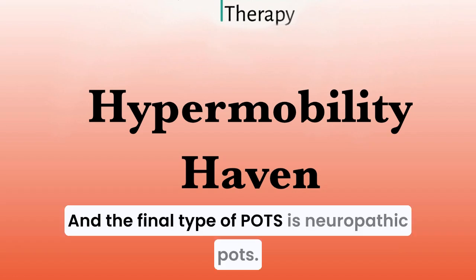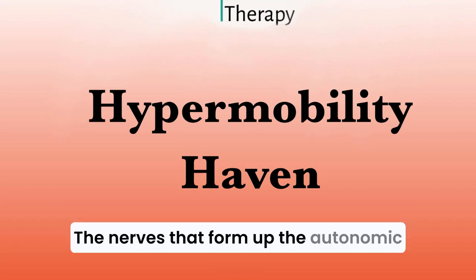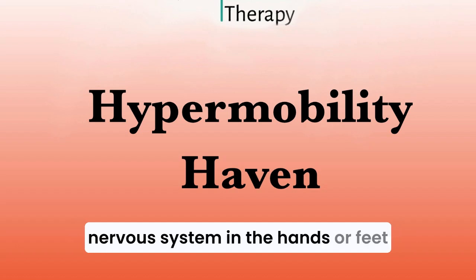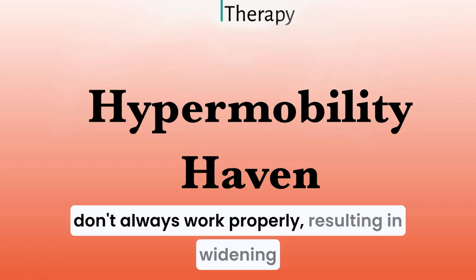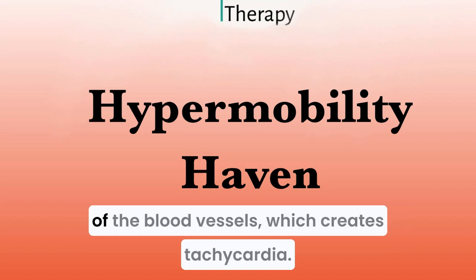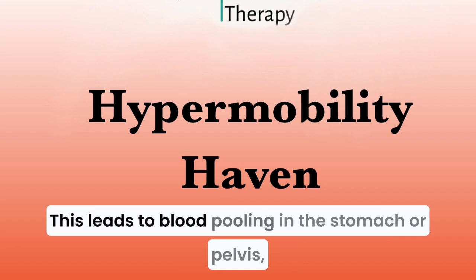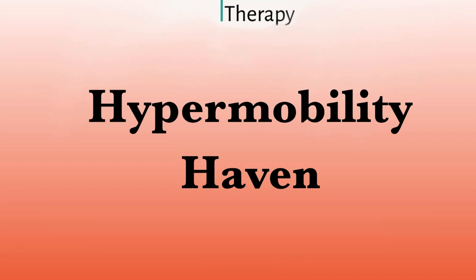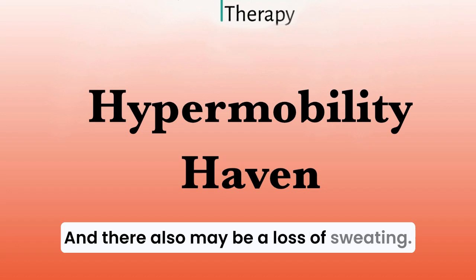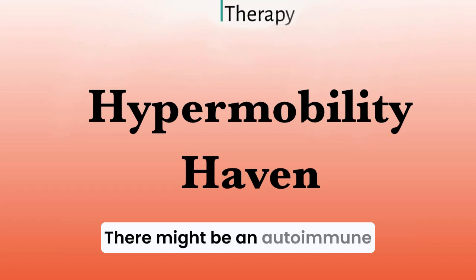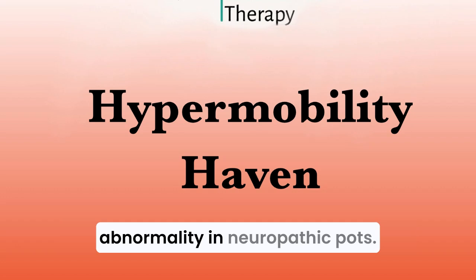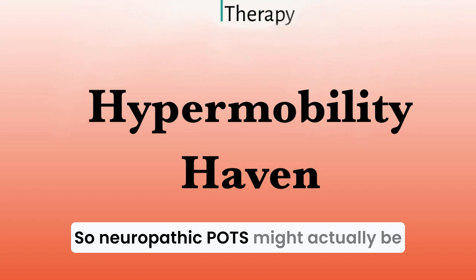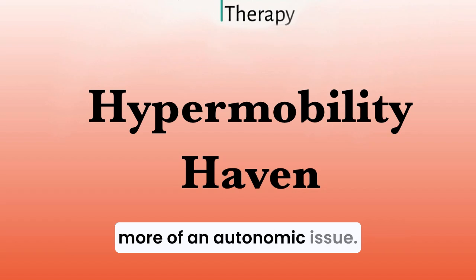And the final type of POTS is neuropathic POTS. The nerves that form the autonomic nervous system in the hands or feet don't always work properly, resulting in widening of the blood vessels, which creates tachycardia. This leads to blood pooling in the stomach or pelvis, or it could be in the hands or feet. And there also may be a loss of sweating. There might be an autoimmune abnormality in neuropathic POTS. So neuropathic POTS might actually be more of an autonomic issue.